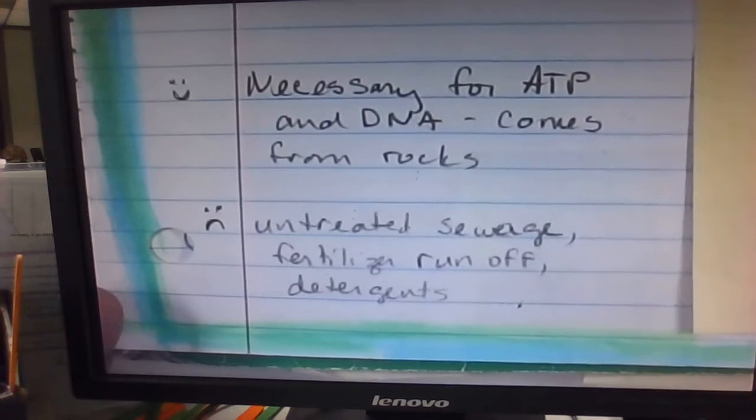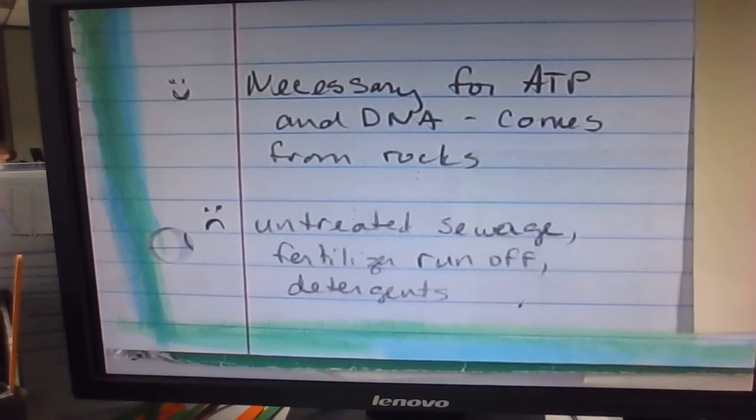Phosphorus. We need phosphorus. We need phosphates. That is absolutely crucial for us to create our ATP and to create our DNA. It comes from rocks. The source that we get it from is from rocks. If we had done our phosphate cycle like we did water, carbon dioxide, nitrogen, we'd see that that's the source of phosphates. We need phosphates. We cannot survive without phosphorus.